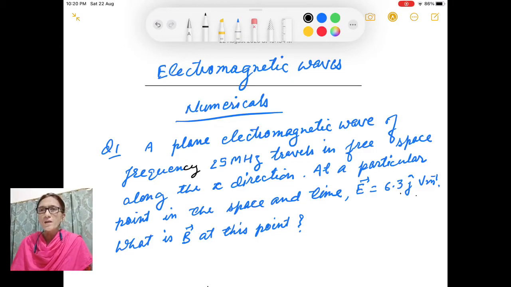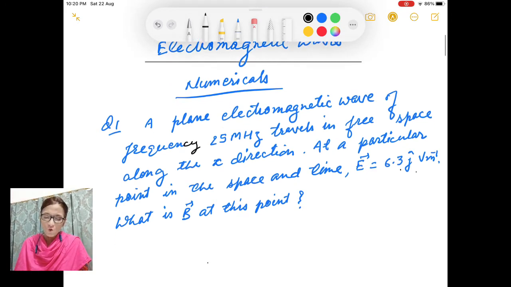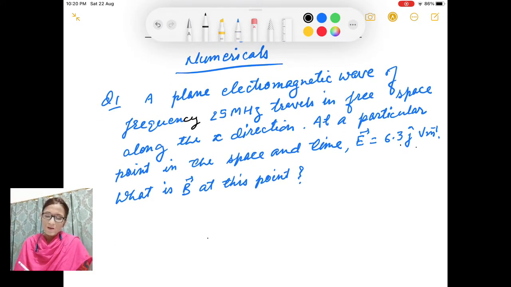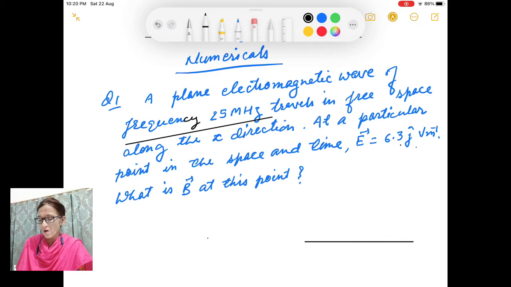Today we will do some questions on electromagnetic waves. This is your question number 1. A plane electromagnetic wave of frequency 25 MHz travels in free space along the x direction. The wave is traveling along the positive x-axis. So the velocity of wave is along the positive x-axis.